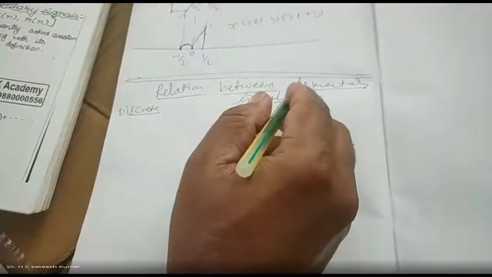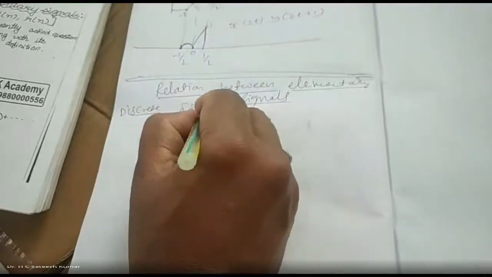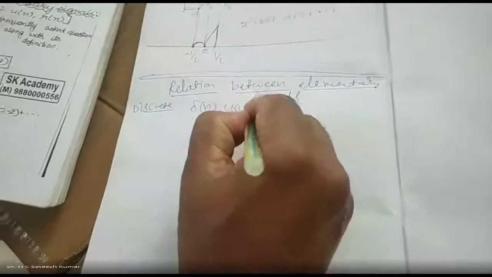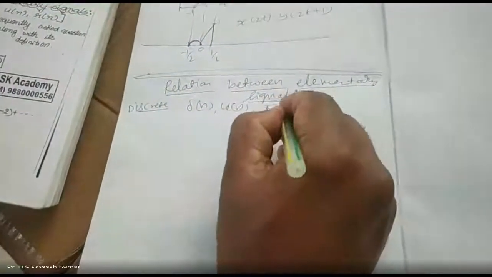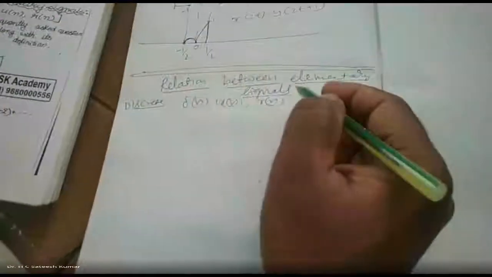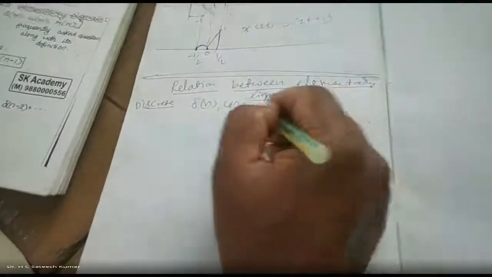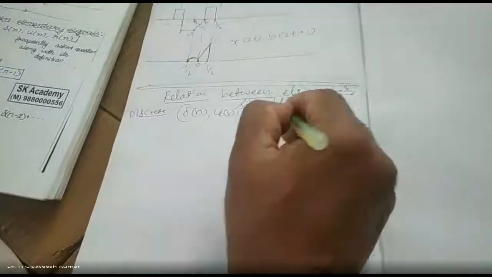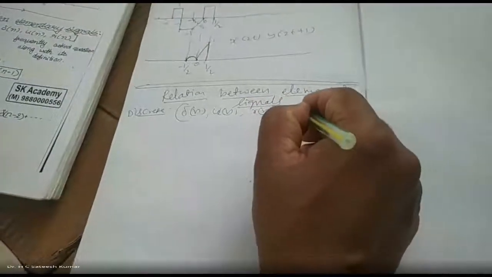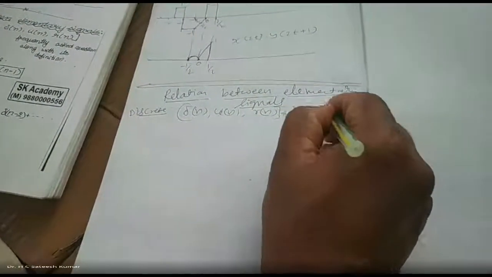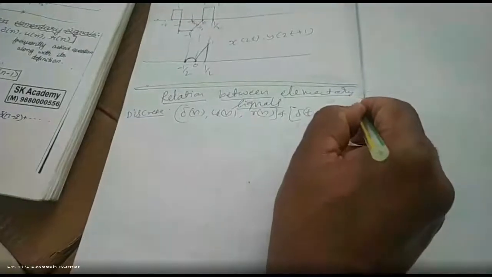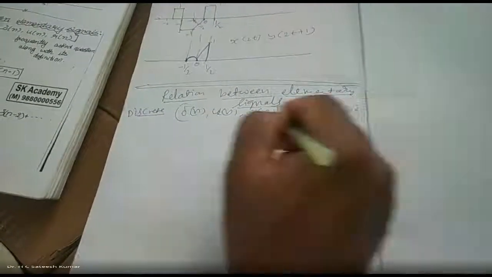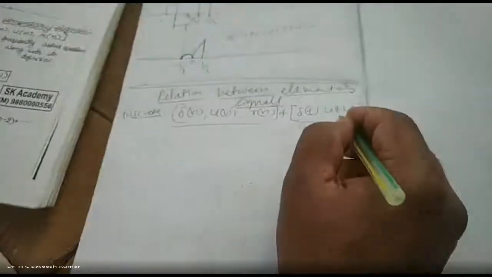Relation between elementary signals means what? Delta of n, u of n, r of n. Okay, right. SGN of n is not required. So relation between them, and continuous means what? Delta of t, u of t, r of t. The relation between these three we need to find out, and these three we need to find out.